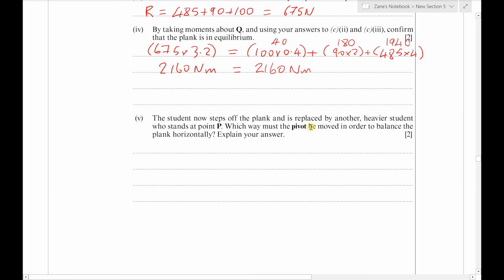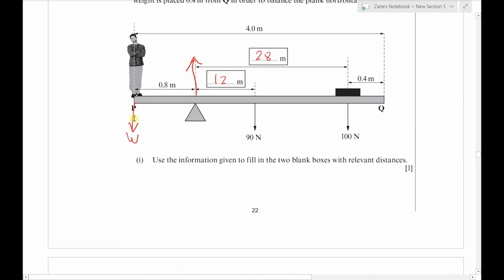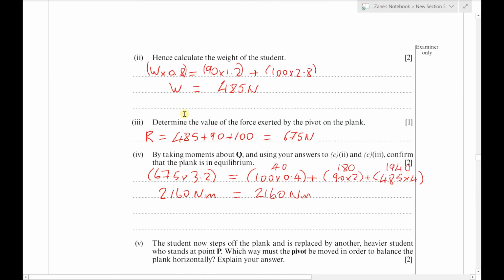Final part of the question: the student steps off the plank. He's replaced by another heavier student who stands at point P. Which way must the pivot be moved in order to balance the plank horizontally? And then we need to explain our answer. So if we've got a heavier student here, what we've done is we've actually increased the anti-clockwise moment about this pivot. So therefore, to keep this plank in equilibrium, we either increase the clockwise moment, and we can't change these two forces, so we must change the distances, or we can reduce the moment of the heavier student by reducing his distance. Either way, what we're going to do is move the pivot towards the student, move the pivot to the left.